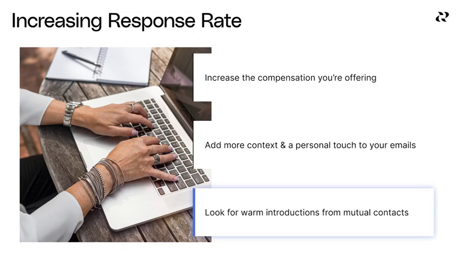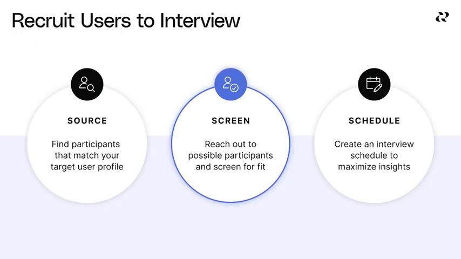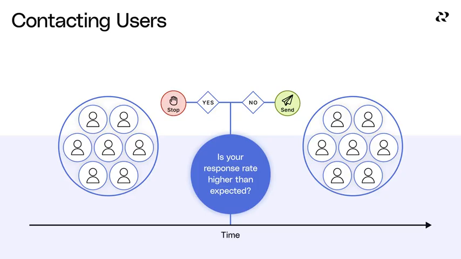If you're talking to an existing user, an introduction from someone they already have a relationship with, like their account manager, could go a long way to helping you get a response from them. The next step is to reach out to a random subset of the possible participants you just sourced and screen them effectively. Contacting usually ends up being a bit of an iterative process. A good rule of thumb is to email half of your audience in the first send and then follow up with more as needed. You don't want to send all the emails at once in case you have a higher response rate than you'd expected.